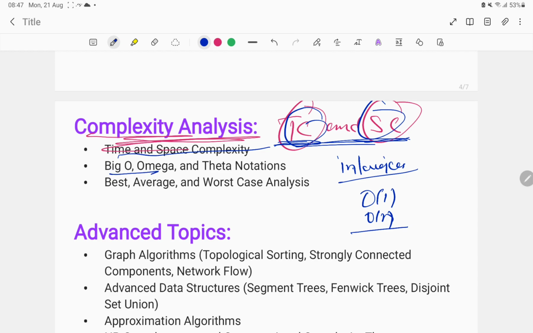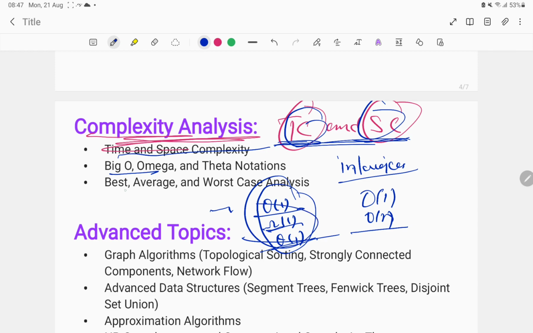Big O notation means time complexity notation. There are three notations: you can write big O, you can write omega, and you can write theta. Basically you can write in any of these notations. There is no restriction that big O is best, or theta is best, or omega is best. Writing the time in these three notations is similar, the meaning is the same.